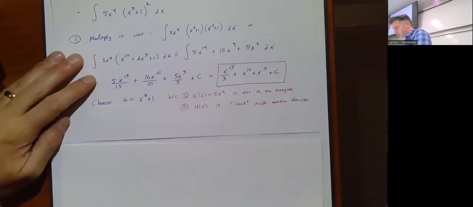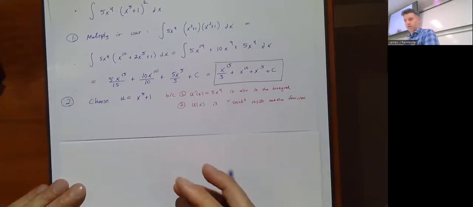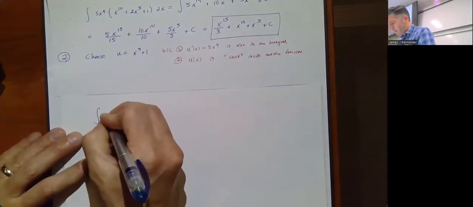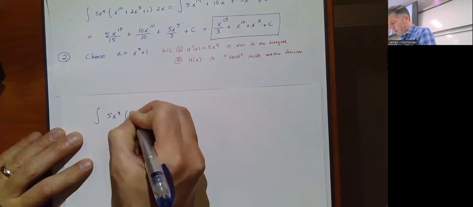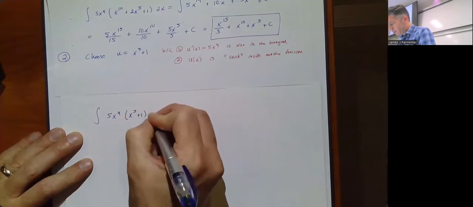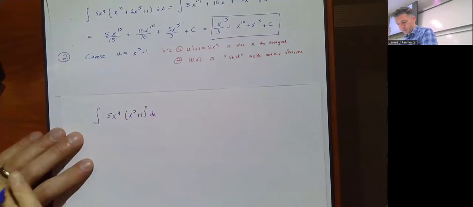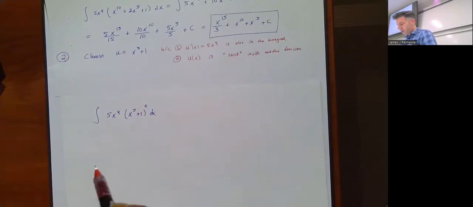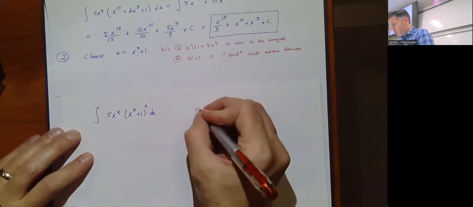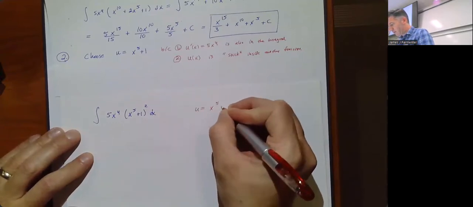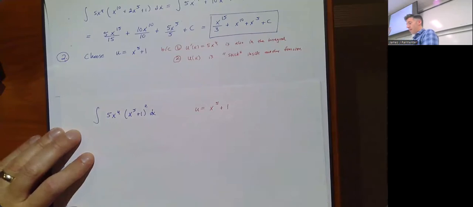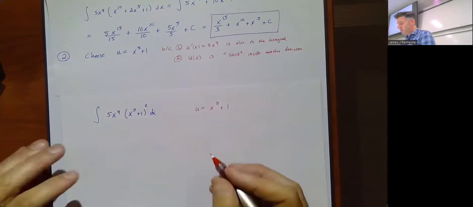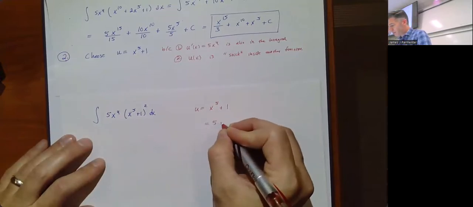Key juncture here. We're going to take our integral of 5x to the 4th times x to the 5th plus 1 squared dx. And we're going to say, okay, u is equal to x to the 5th plus 1. And here's what I'm going to do first. I'm just going to take the derivative of that. So what's the derivative of x to the 5th plus 1? 5x to the 4th.